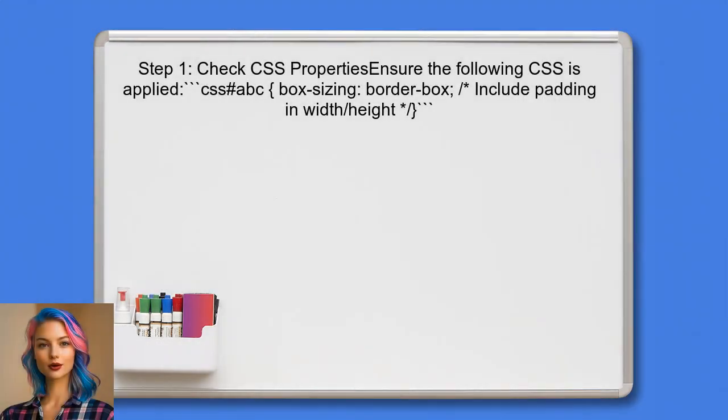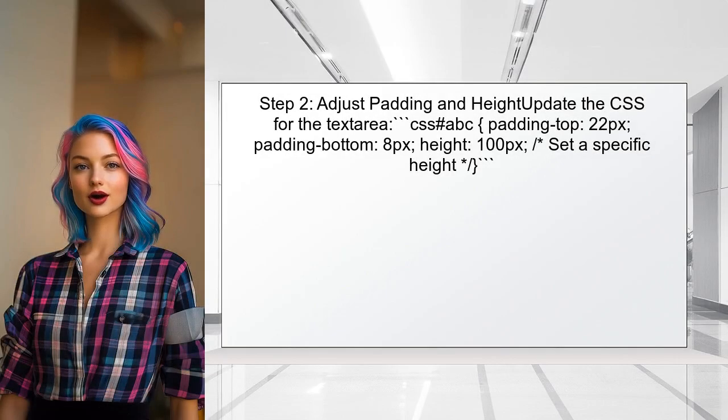To address the issue of padding not working in the text area when the scroll bar appears, the user should first check the CSS properties applied to the text area. Specifically, we need to ensure that the box sizing property is set correctly. Next, the user should adjust the padding and height of the text area. By setting a specific height and ensuring the padding is applied correctly, we can maintain the desired appearance even when the scroll bar is present.